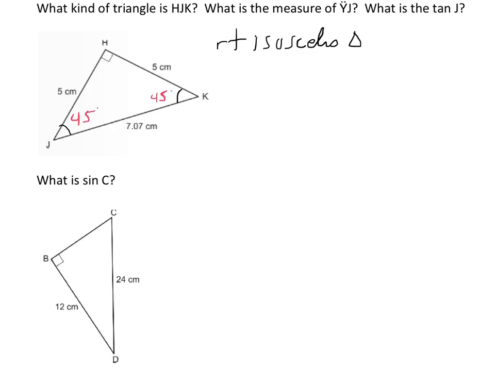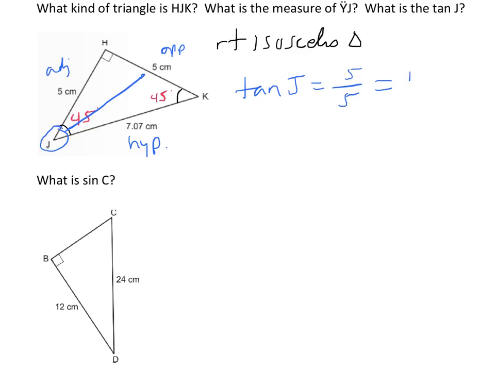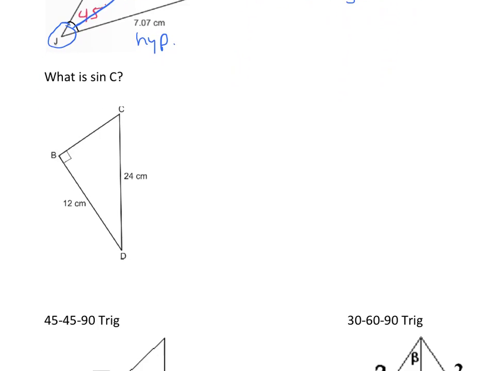Okay, so what is tangent J then? If you're looking from J, this side is considered opposite. This is adjacent. Remember, your longest side is your hypotenuse. So tangent J, meaning I'm looking from angle J, is opposite over adjacent, and you get 1. So just an observation, and we'll look at that in more detail in a moment.